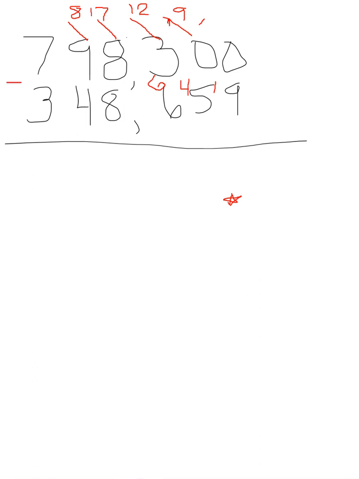17,000 minus 8,000 is 9. 8 minus 4 is 4. 7 minus 3 is 4. So your answer is 449,641. Now, let's do the reverse operation and see if this is right.